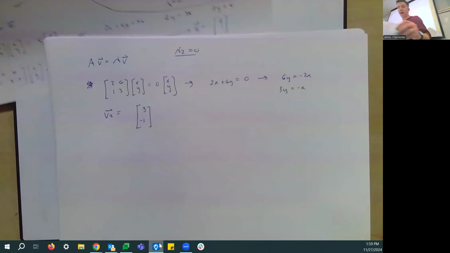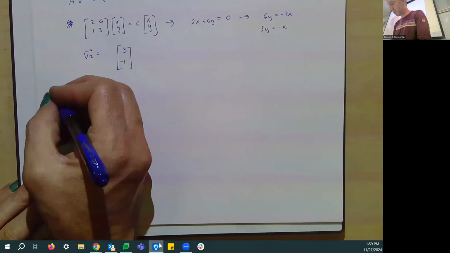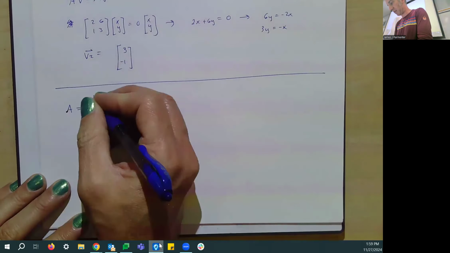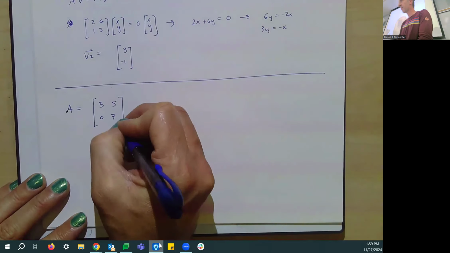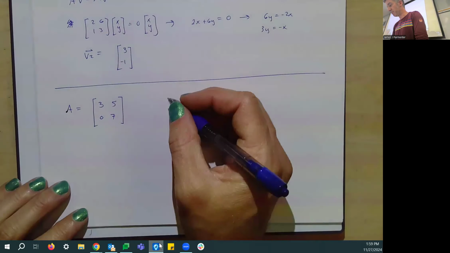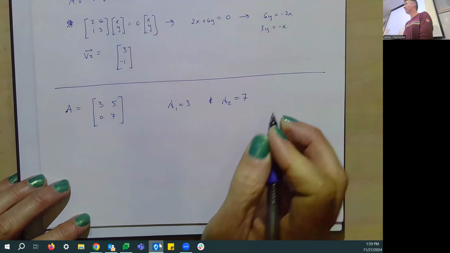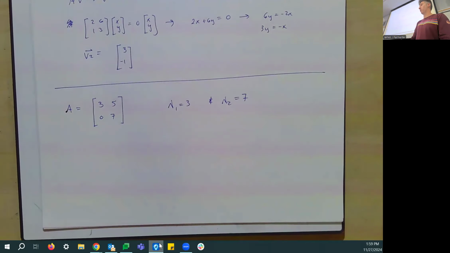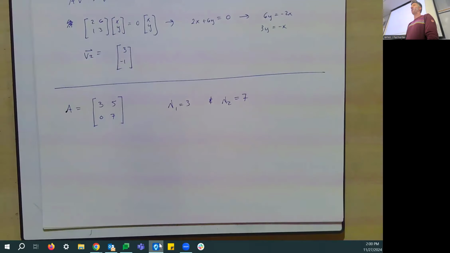Last thing I'll say today. If this is my matrix, 3, 5, 0, 7, what are the eigenvalues? They're easy. They're 3 and 7. If you ever have a matrix that is upper triangular or lower triangular or diagonal, meaning you have a 0 here or a 0 here or both, your eigenvalues are always just the diagonal entries.